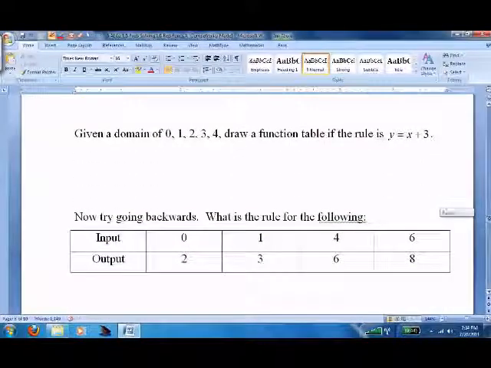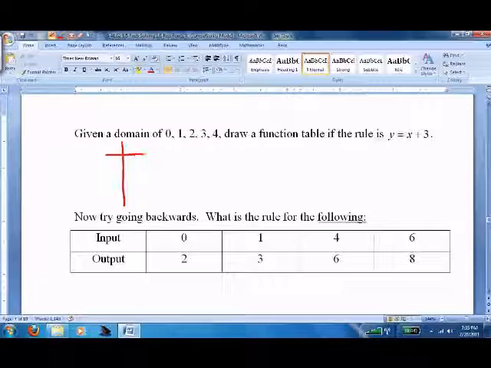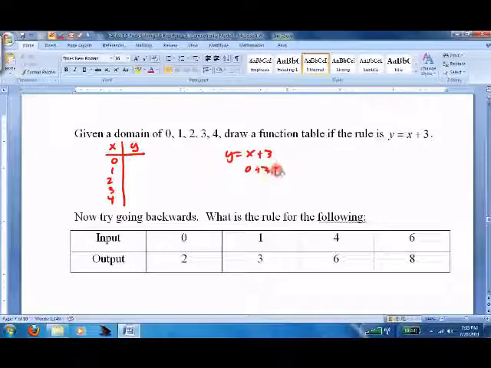Try another one. Table, T-chart we like to call it. X, Y, 0, 1, 2, 3, 4. That's our domain. Y equals X plus 3. 0 plus 3 equals 3. 1 plus 3 equals 4. 2 plus 3 equals 5. Well, it's going up by 1 every time, so I'm going to be smart and not do all that complicated math and just write it in.